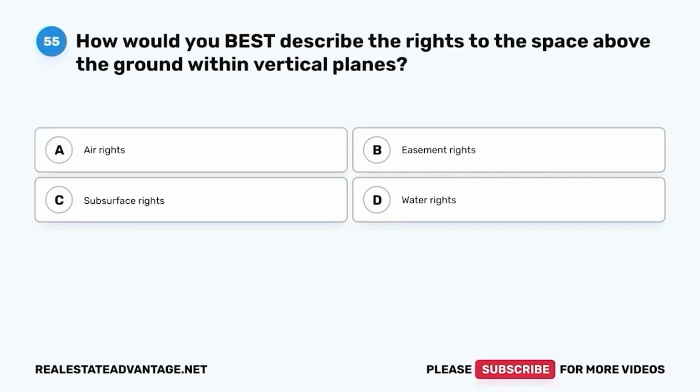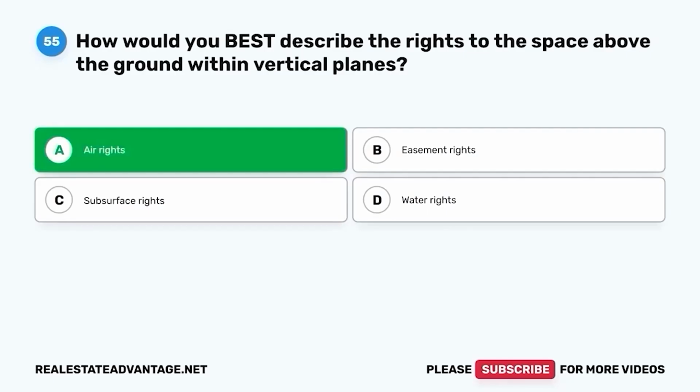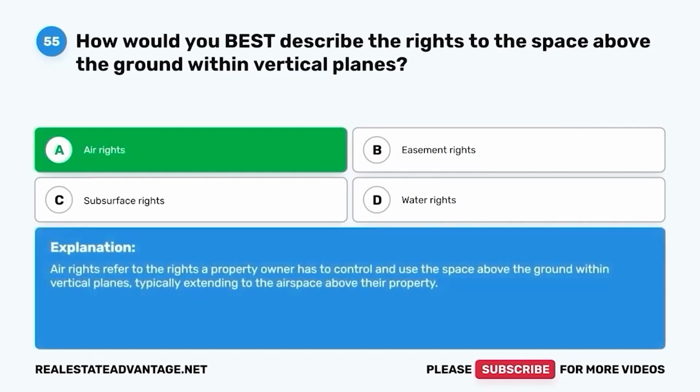Question 55. How would you best describe the rights to the space above the ground within vertical planes? A. Air rights. B. Easement rights. C. Subsurface rights. D. Water rights. The correct answer is A. Air rights. Air rights refer to the rights a property owner has to control and use the space above the ground within vertical planes, typically extending to the airspace above their property.